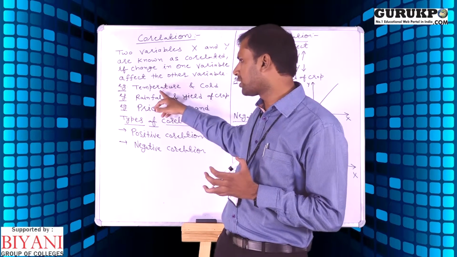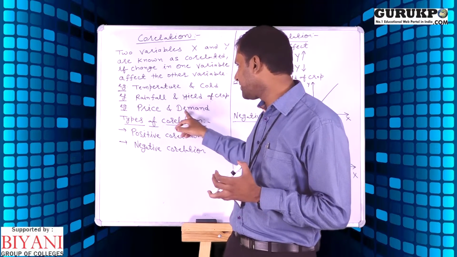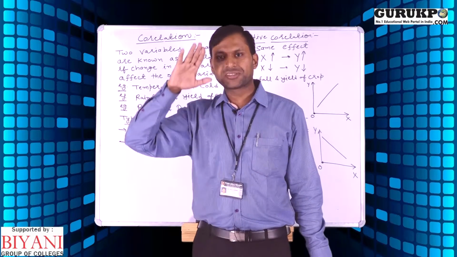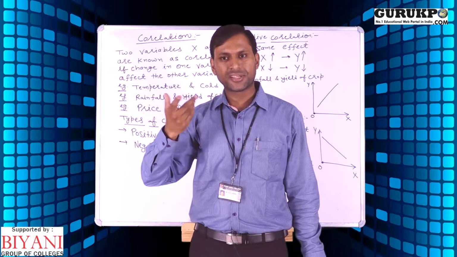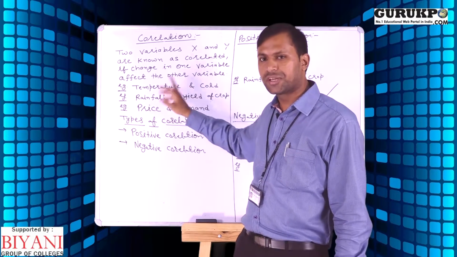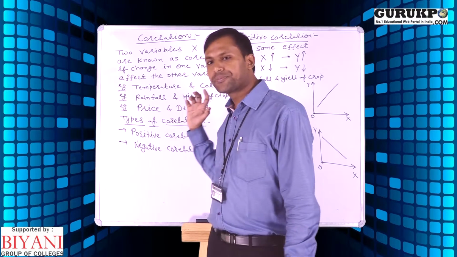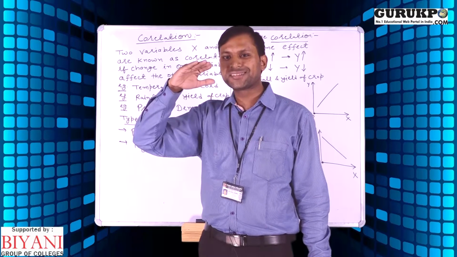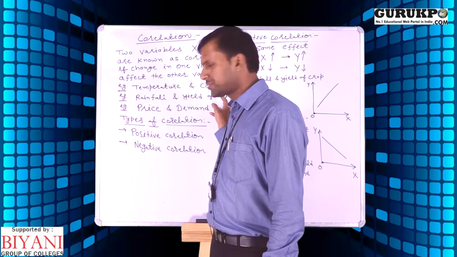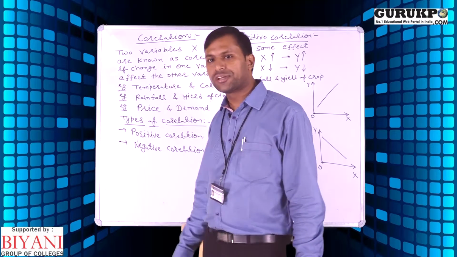Some examples of correlated variables are temperature and cold, rainfall and crop, price and demand. First example is temperature and cold. If temperature decreases, then cold increases. If temperature increases, then cold decreases. So these are known as correlated variables. Second example is rainfall and yield of crop. In general, if rainfall increases, then crop will also increase. If rainfall decreases, then crop will also decrease. So any change in rainfall also affects crop. So these are known as correlated variables.